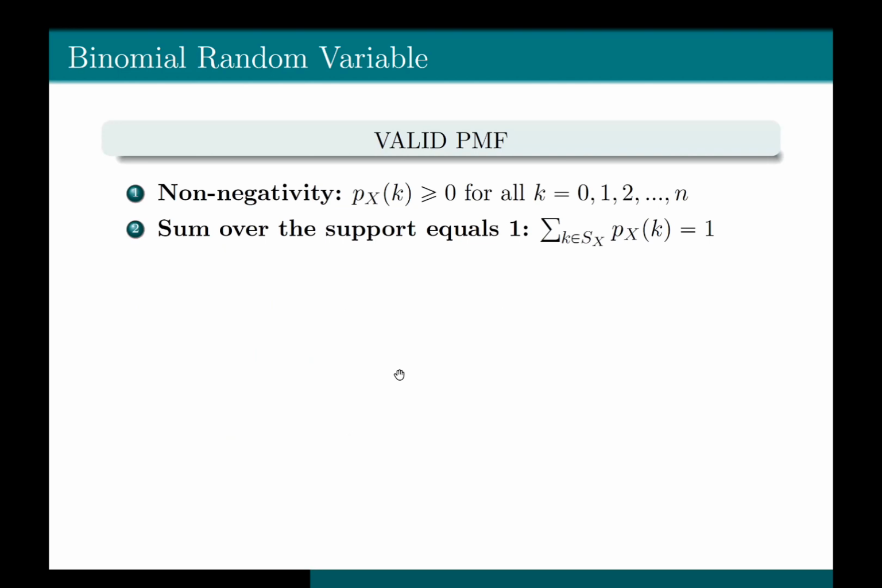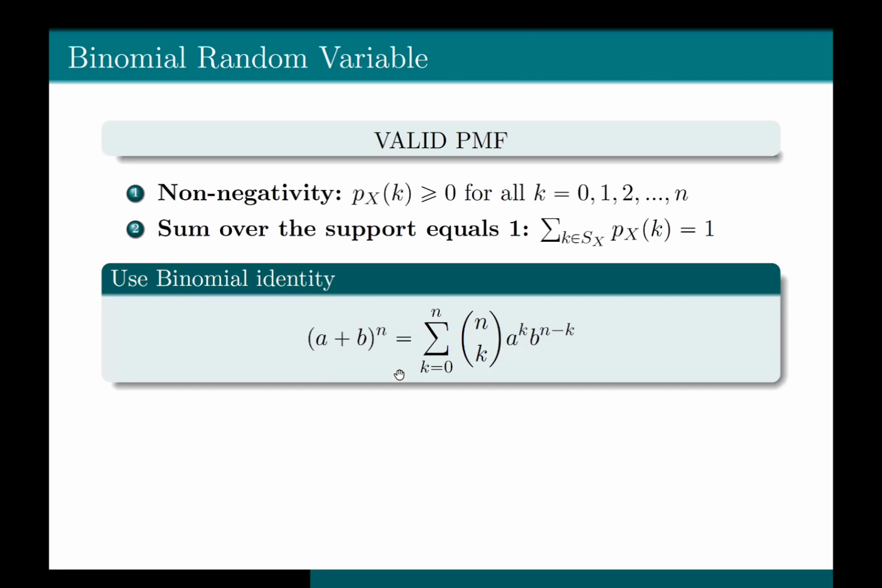Okay, the second property which we will have to prove to say that it is a valid PMF is that the sum of this PMF over the support equals 1. And to prove this, we will use the binomial identity, and the binomial identity is that (a plus b) whole to the power n is equal to summation k from 0 to n nCk a to the power k times b to the power n minus k.